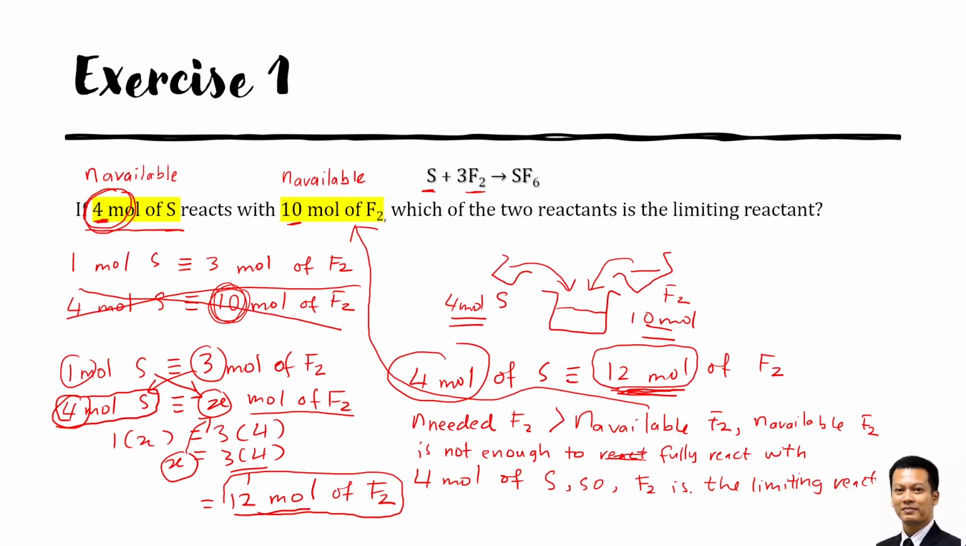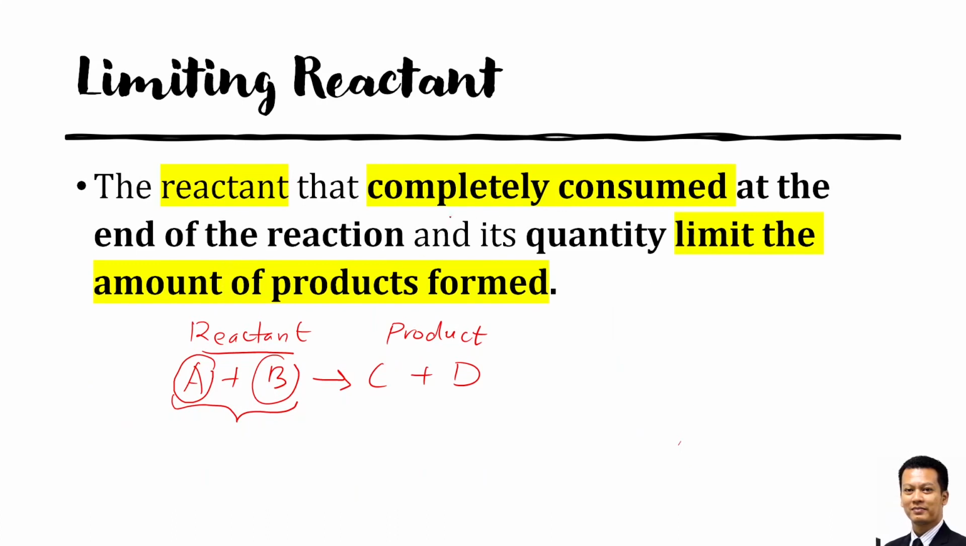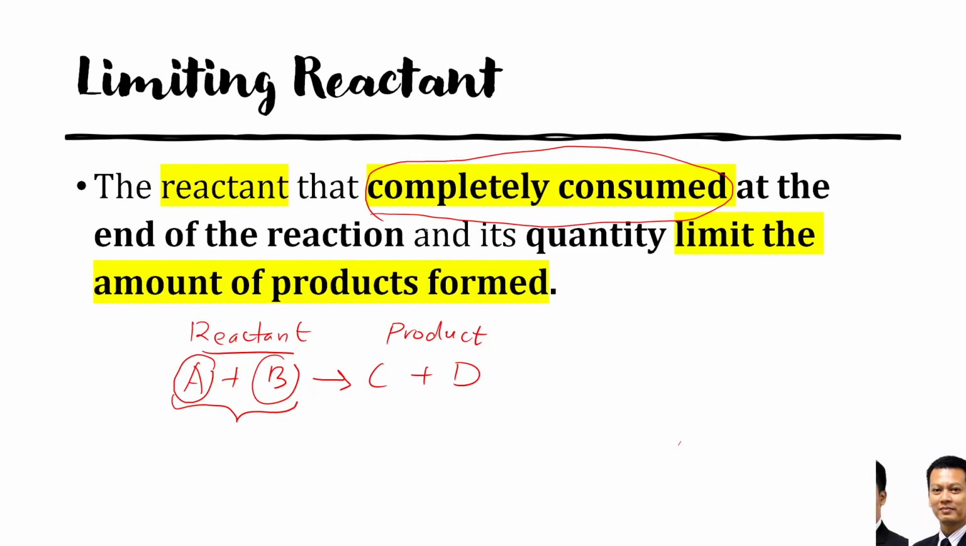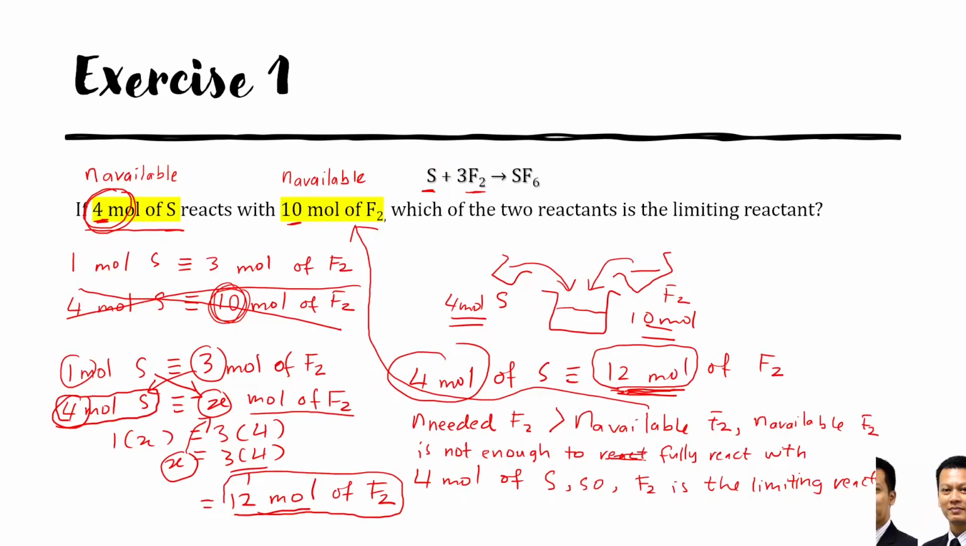Okay, back to the definition. It is completely consumed. Okay, completely consumed. So in this case, you have 4 mole of S. You need 12 mole of F2, but you only have 10 mole. Okay, so 10 mole actually can react all of it with 4 mole.